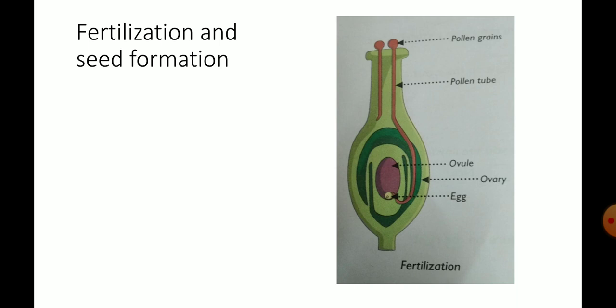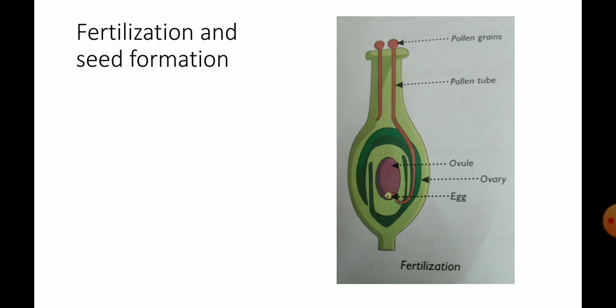The pollen tube enters the ovule and releases the male gamete, or male reproductive cell. The male reproductive cell fuses with the egg to form a zygote. This process is called fertilization.